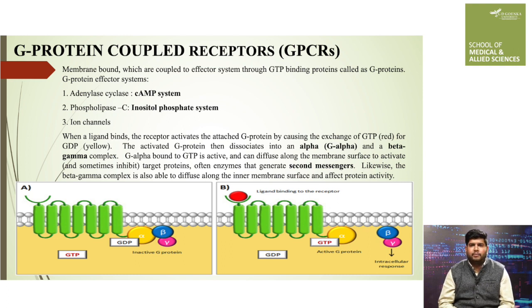When a ligand binds, the receptor activates the attached G protein by causing the exchange of GTP, the red area, for GDP, the yellow area. The activated G protein then dissociates into an alpha and a beta gamma complex. Both activated G protein and beta gamma complex have ability to produce pharmacological or therapeutic effects.